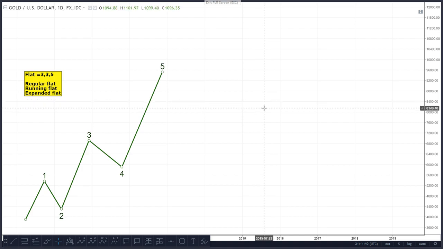So I'll leave it at that. That sums up flat patterns, and we will be making more videos looking more specifically at triangles and zigzags, which are the other variants of corrective patterns. Alright, I'll leave it there.